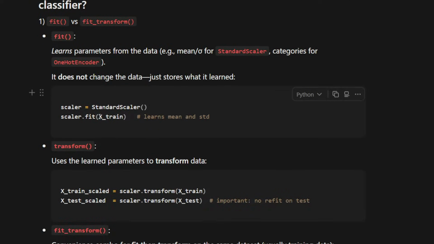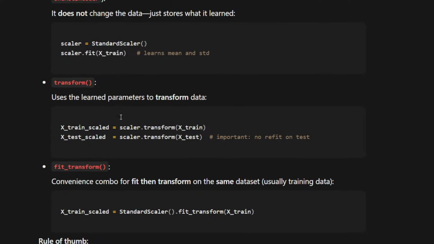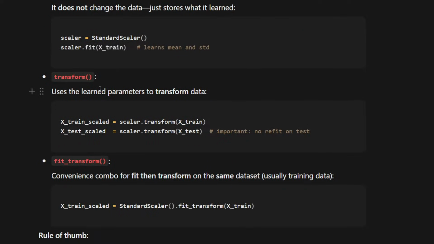So if it is fit on one data set and it is transformed on another data set, it does not use the second data set's mean. Rather, it uses the first data set's mean on which it was fitted. That's the difference between fit and fit transform. So transform uses the learned parameters to transform data. All these we already saw in the code.